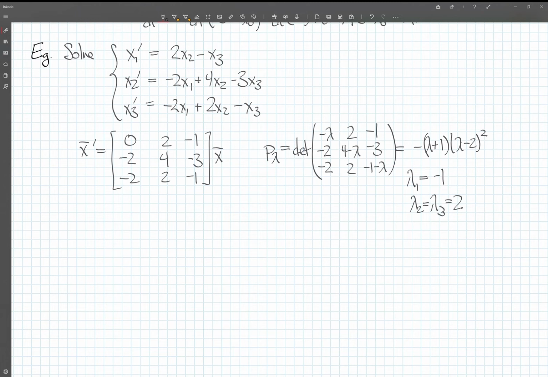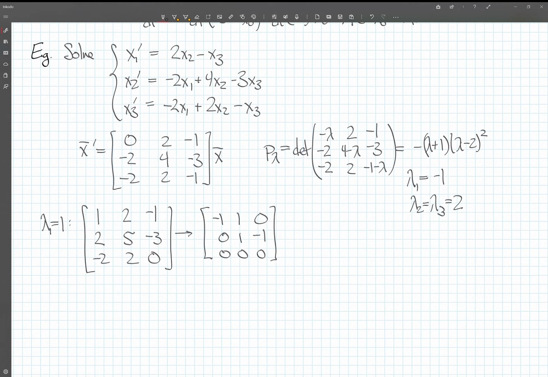Now we better find the eigenvectors. We do that by row reducing. I skipped a few steps there. We can take this row reduced form of the matrix and turn it into the equations x1 equals x2 and x2 equals x3. So the corresponding eigenvector has to have all of its components equal.